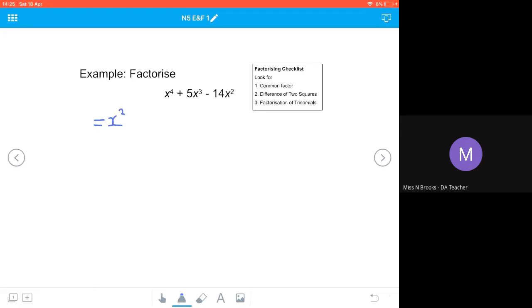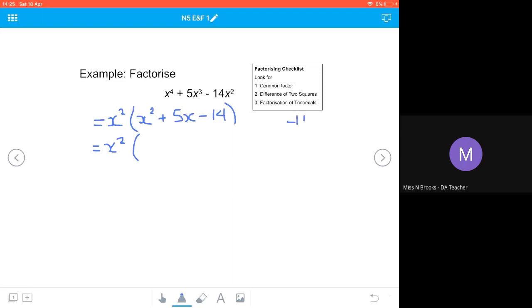And that leaves us with x squared plus 5x minus 14. And now we're just going to factorize that trinomial because we don't have a difference of two squares because we've got three terms. So we're going to keep that x squared. We've got a unitary x squared now. So we're looking at our number as negative 14.